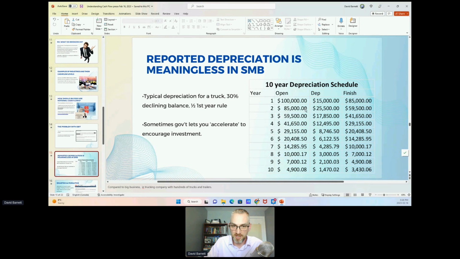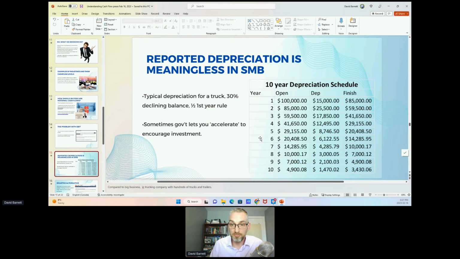The following year, it starts at 85. We can depreciate it the full 30%. That's $25,500. And at the end of the year, it's got a $59,500 remaining book value. So if you're buying a small business and they own one truck, and you happen to come along in year 6 and look at their financial statements and you want to look at the EBIT, the depreciation on that year's financial statements will be $6,100. But if you came along 3 years earlier, the depreciation would have been 17.8, right?